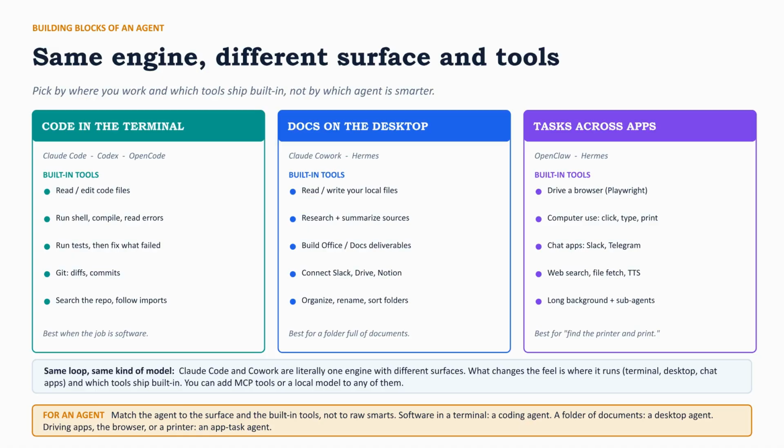Claude Code and Cowork are literally the same engine with different surfaces, which proves it is not about raw intelligence. Match the agent to the surface and the built-in tools, and remember you can always add MCP tools or point any of them at a local model.